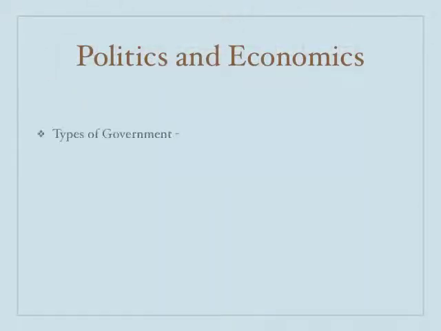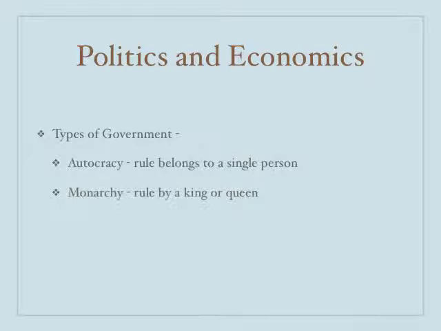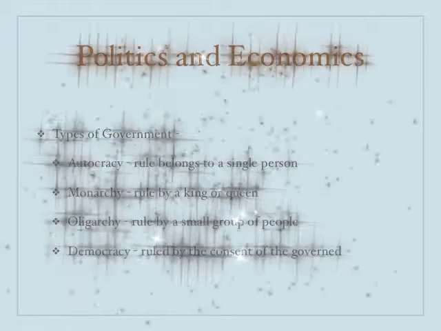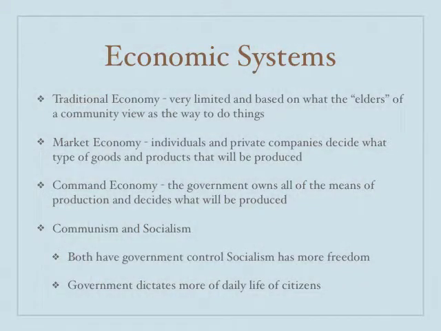Politics and economics. We have different types of government. We have an autocracy, that means ruled by one person. A monarchy, ruled by a king or queen. An oligarchy, a small group of people rule. A democracy is ruled by the consent of the people or the governed. Then economic systems. A traditional economy is based on the traditions of the people, the elders, what the community views as the best way to do things.